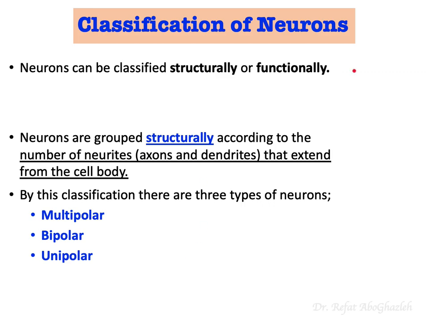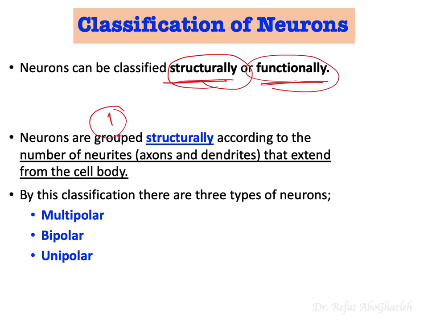Having an idea about the different structures of the neuron, let us identify how neurons are classified. Basically, neurons can be classified either structurally or functionally, meaning depending on structure or depending on function. So let us start first with the structural classification of neurons. How do we classify neurons according to their structures?